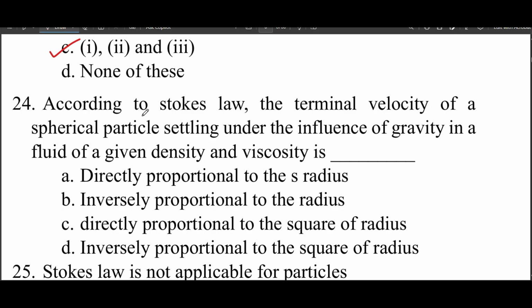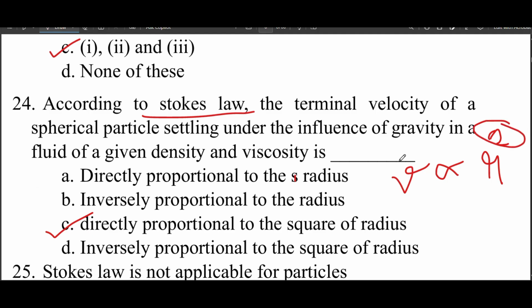According to Stokes law, the terminal velocity of spherical particles settling under the influence of gravity in a fluid of given density and viscosity is: directly proportional to radius, inversely proportional to the radius, directly proportional to square of radius, or inversely proportional to square of radius. So in Stokes law, is the terminal velocity directly or inversely proportional to radius? The correct option is directly proportional to square of radius. V is directly proportional to r square. So it is not directly proportional to radius. It's this square you have to study.